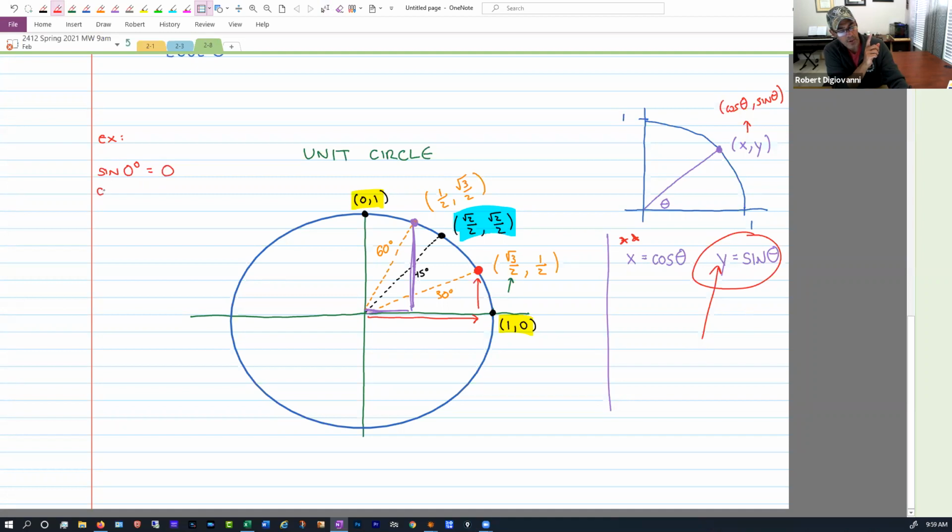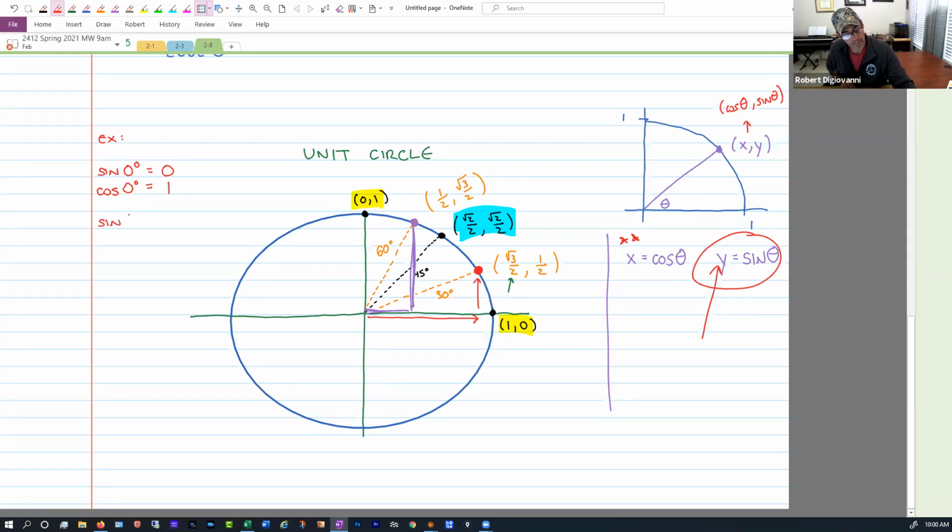Look at that as opposed to this one, cosine of 0 degrees. It's the same question, same angle, same point, but now which coordinate are you looking at? The X coordinate. And what's the X coordinate there? 1. 1, okay? So cosine of 0 is 1. Does this make sense? We're going to keep going. We're going to go around and do some more.